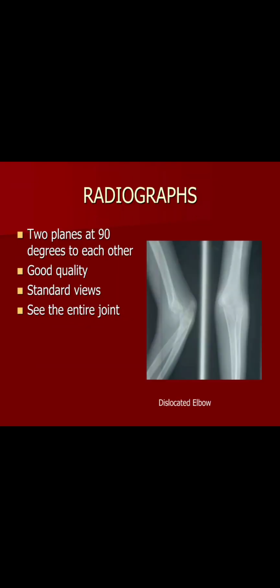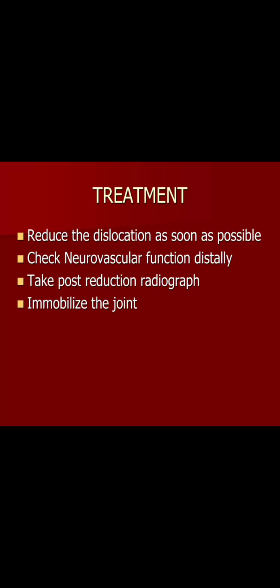Now look at the spectral radiography. Two planes, 90 degrees of each other, good quality, standard view, see the entire joint. Dislocation of elbow: you can see on the right side there is a proper joint, but after that the bone is moved away from the joint, so dislocation has occurred.